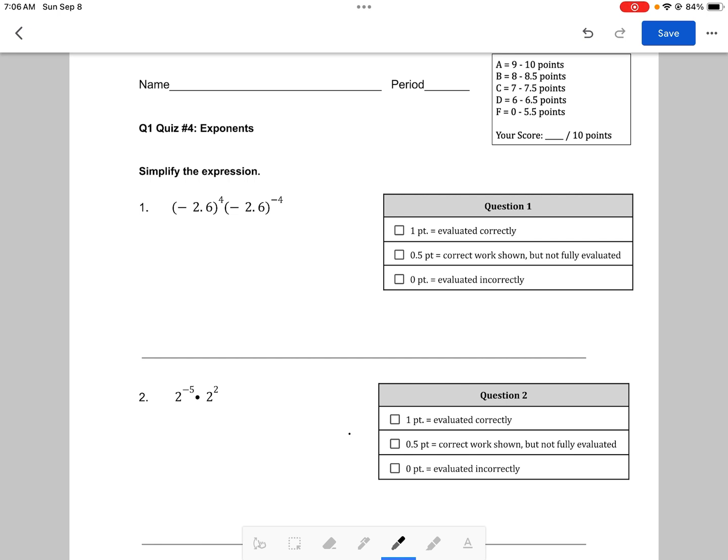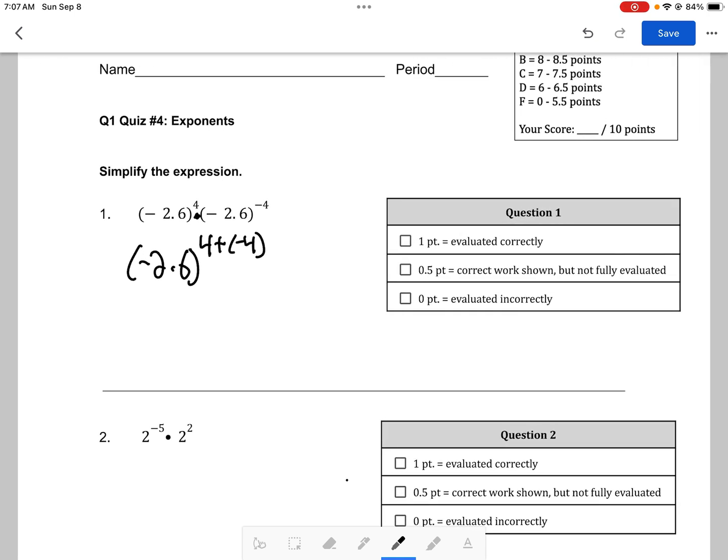Looking at number 1, it says simplify the expression. I have negative 2.6 to the fourth times negative 2.6 to the negative fourth. When I have parentheses that are side by side here, that means I multiply. And remember, when I multiply like bases, I add the exponents. So this actually becomes negative 2.6 to the fourth plus negative 4. I know 4 plus negative 4 gives me 0, and I know that anything to the 0 power is simply 1.